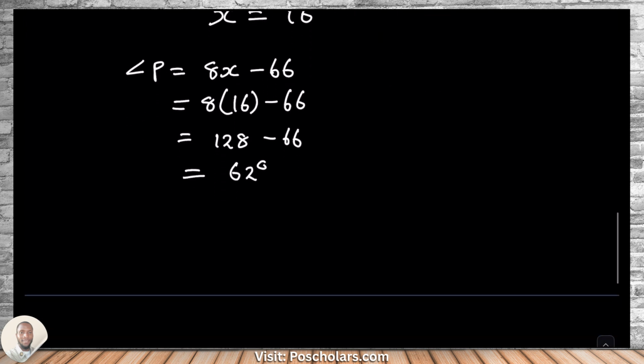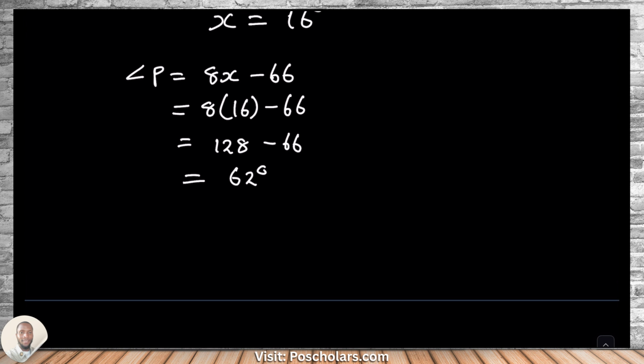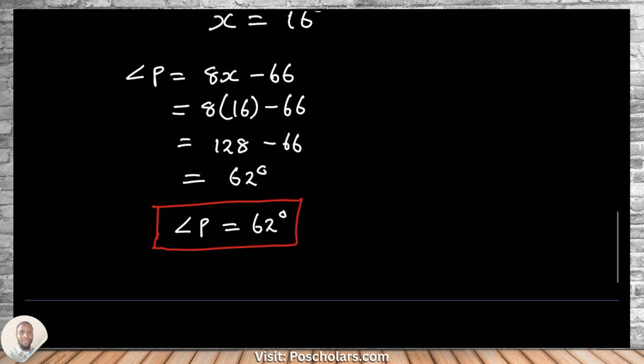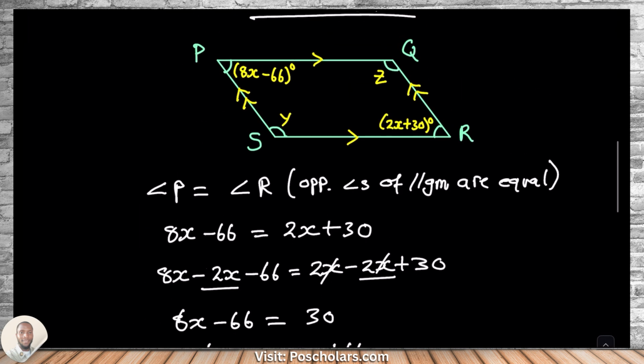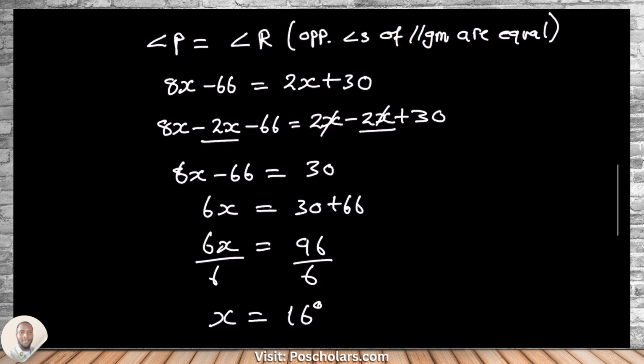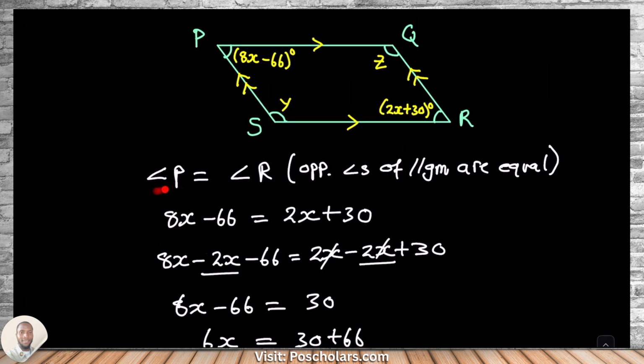So definitely I can say the size of angle P is now equal to 62 degrees, right? Next, we have to find the size of angle R. Since we have equated angle P and angle R in this part, let's now find the size of angle R.